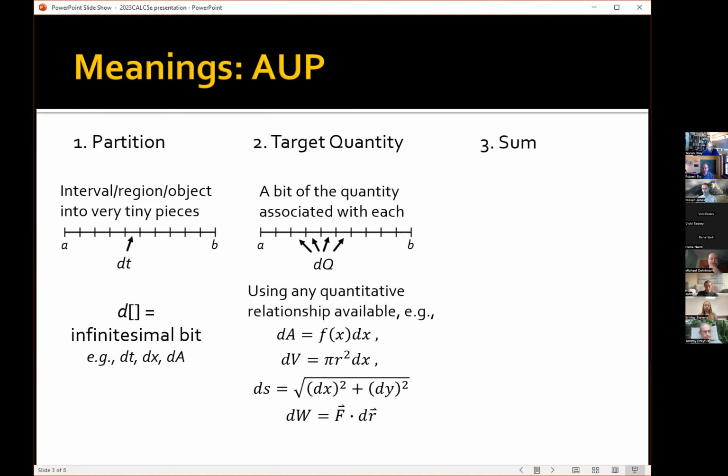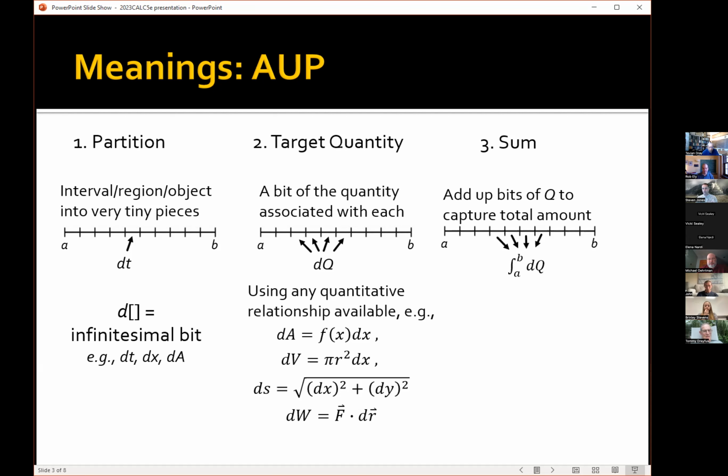Or for the third one, if it's arc length, each little piece has a little bit of arc length, and so I can use distance relations to think about that arc length. Or the last one, even into vectors and dot products, it functions the same. We just say over one little tiny piece of the path, this quantitative relationship in the dot product gives me a little bit of work.